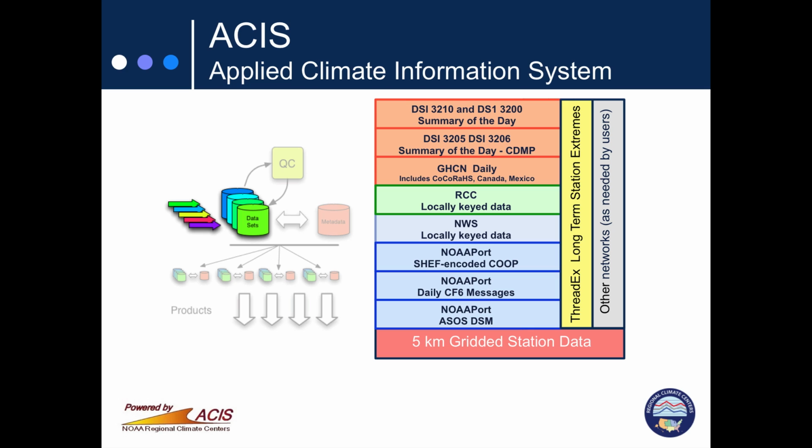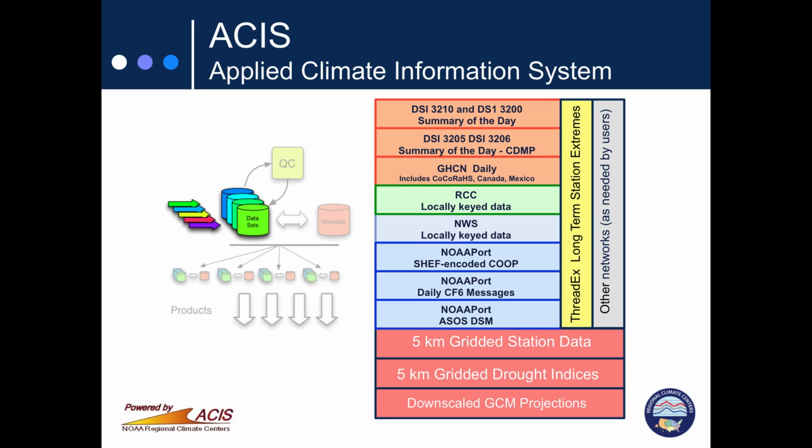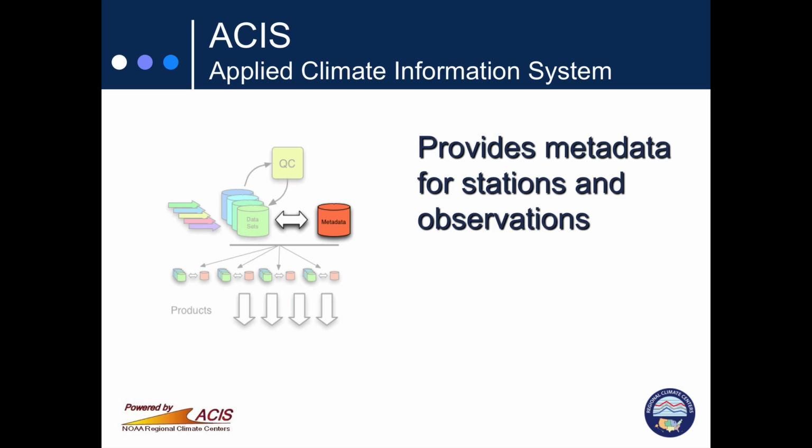The newest data available in ACIS are gridded data. These include station data that have been gridded to a 5-kilometer grid. These are similar to the data used to produce the RCC ACIS maps that are familiar to many users. 5-kilometer gridded drought indices will also be available based on the station data. Most recently, downscaled GCM projections are also included in ACIS. These are a part of the national assessment and include the global and regional climate model projections available from NARCCAP.